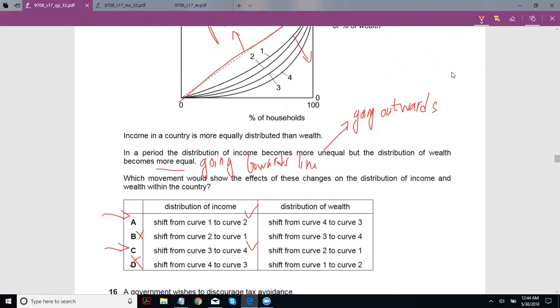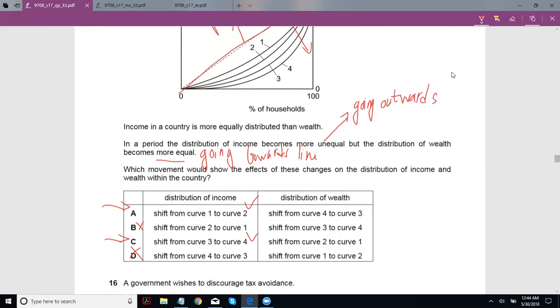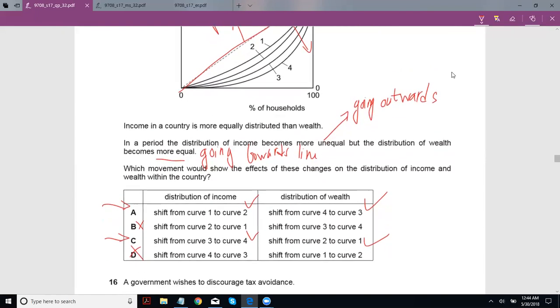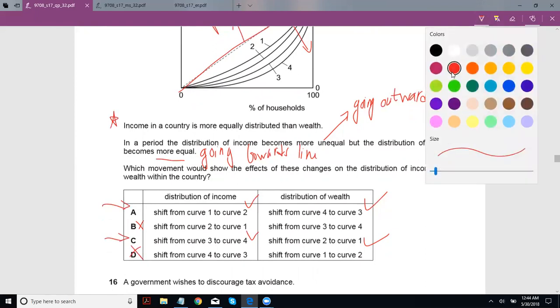And if you look at wealth, it's supposed to go towards the line, it's supposed to go inwards. So 4 to 3 works. And what is the other option? C. Yeah, 2 to 1 also works. Now, the logic you're going to use to pick between A and C is the first line, basically. So let's look at this in blue.